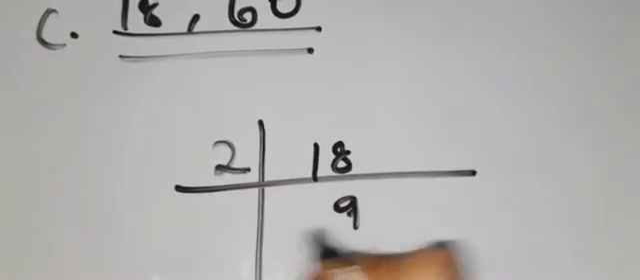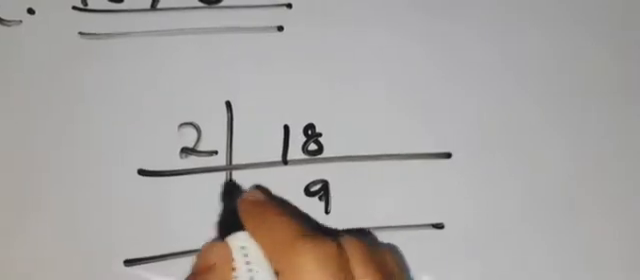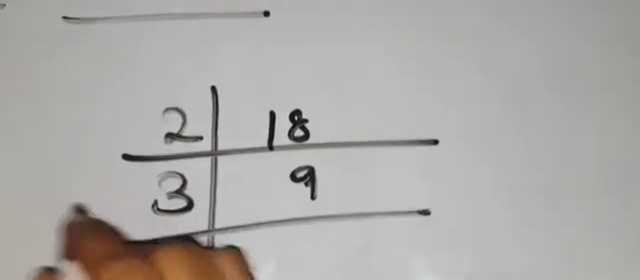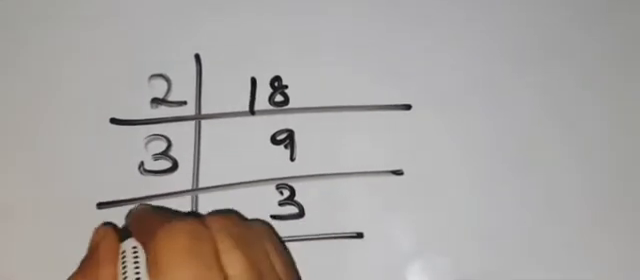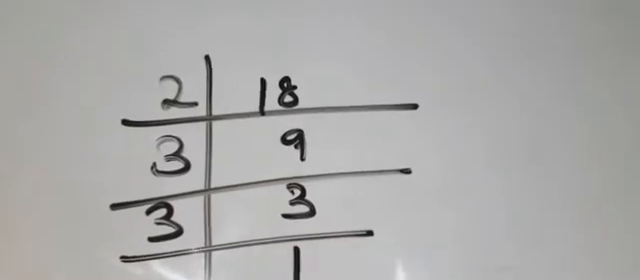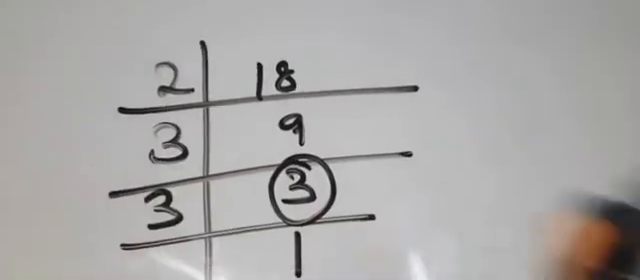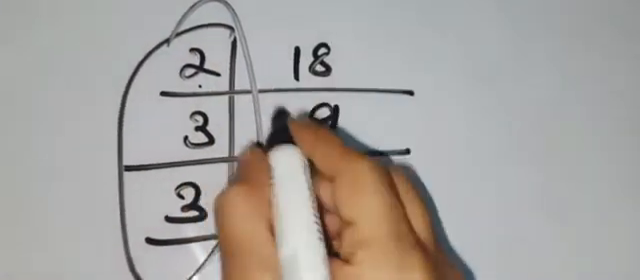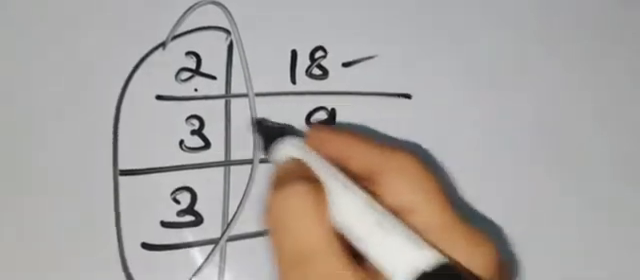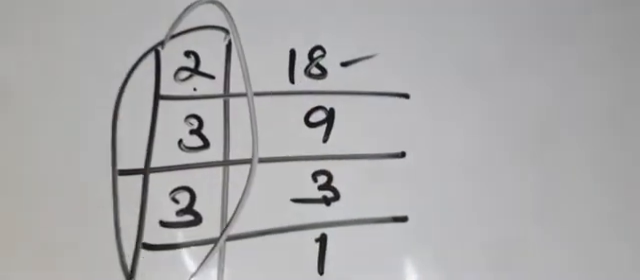2 into 9 is 18. The 9 will be divisible by 3. So 3 3s are 9. 3 1s are 3. Now the quotient has become 1. These three numbers are the factors of the given number 18. These are all the prime numbers.